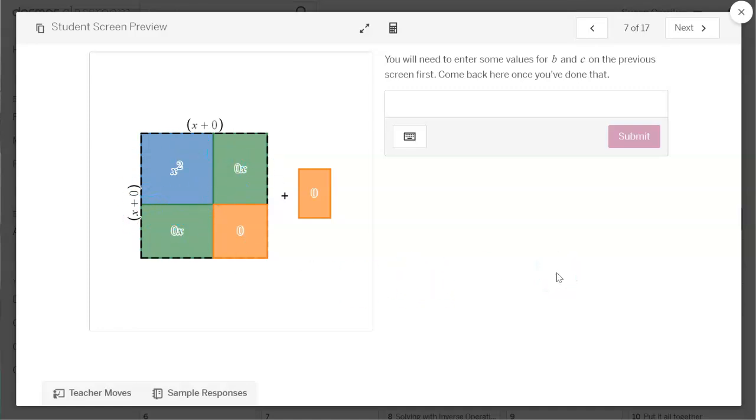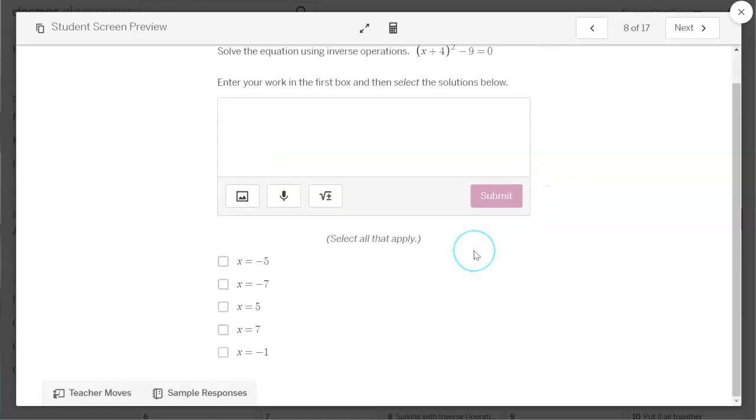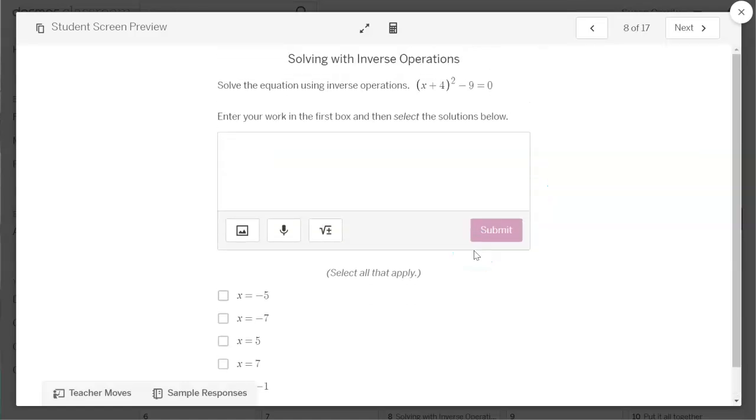On this screen, it will display a model for the tiles that they created on the previous screen when they typed in their B and their C. This is vertex form or completed square form. And then they're going to go back and review solving using inverse operations. So we're going to solve by isolating the variable. They can do math.new, and that is a suggestion in your teacher moves.